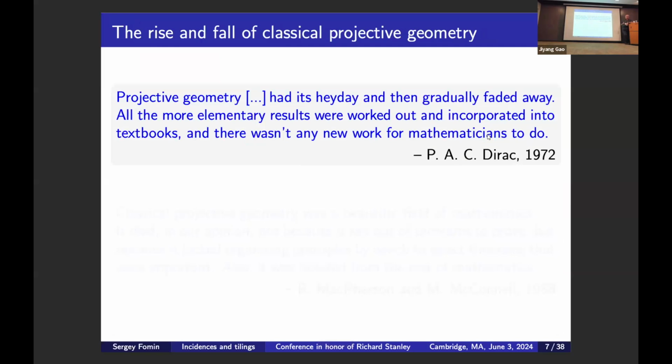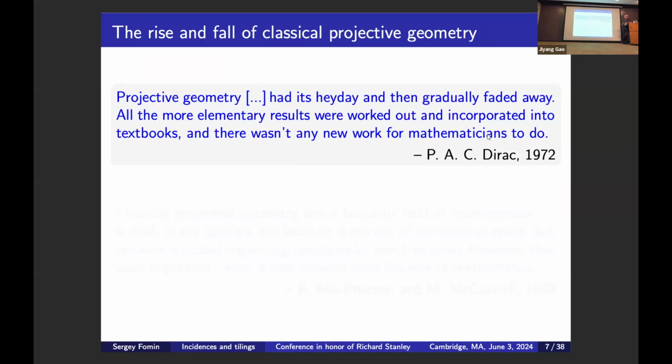But very soon, people changed their opinion. This is a quotation from Paul Dirac, the famous physicist, who was a big fan of projective geometry, who already in 1972 said that essentially all the low-hanging fruit has been collected. There isn't much to do, so this is not a fruitful research field anymore.